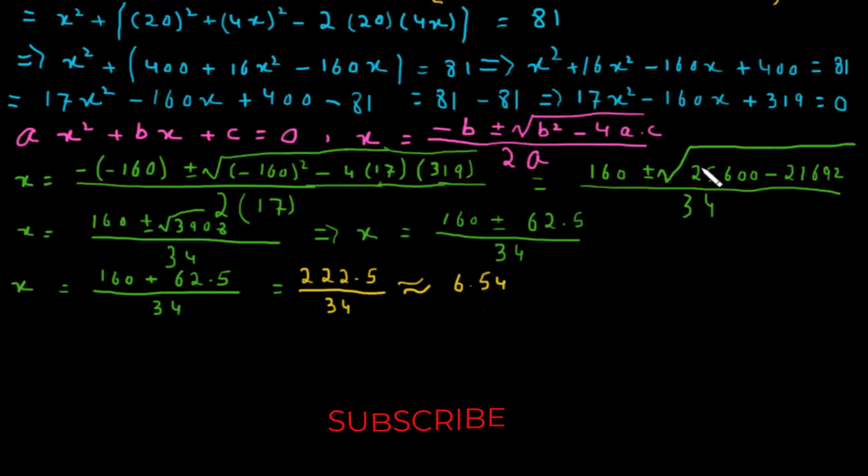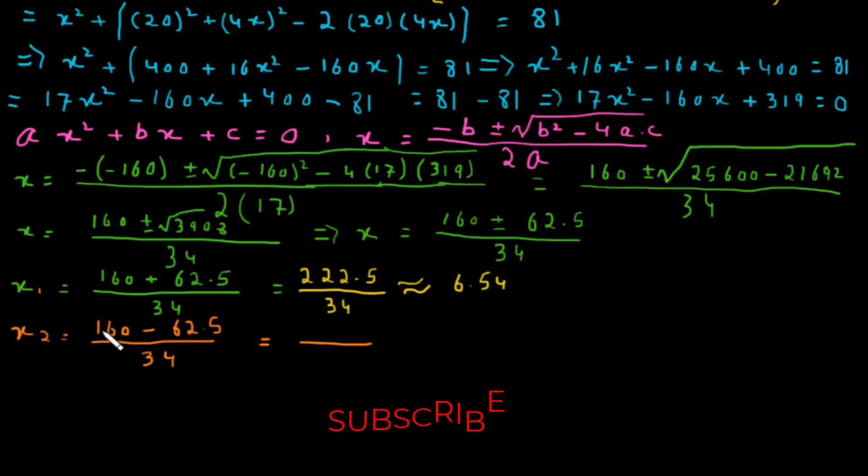Alright, now the second, this addition we have done. Now for this subtraction we will get another value for x, that is, let it be x sub 1 and this must be x sub 2. So with this subtraction, 160 minus 62.5 divided by 34 is going to result. So when 62.5 is subtracted from 160, I will get 97.5 divided by 34, and when 97.5 is divided by 34 it will result in approximately 2.87. So we got two values for x.